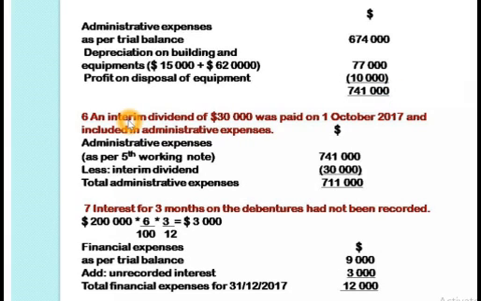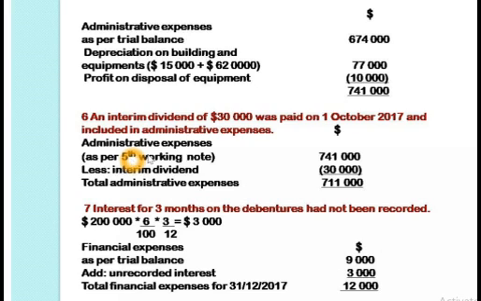$741,000. In the sixth adjustment, it is given that the interim dividend of $30,000 was paid on 1st October 2017 and was included in administrative expense. Dividend will be a part of the statement of change in equity for the year and not a part of administrative expense, and this was wrongly done here.